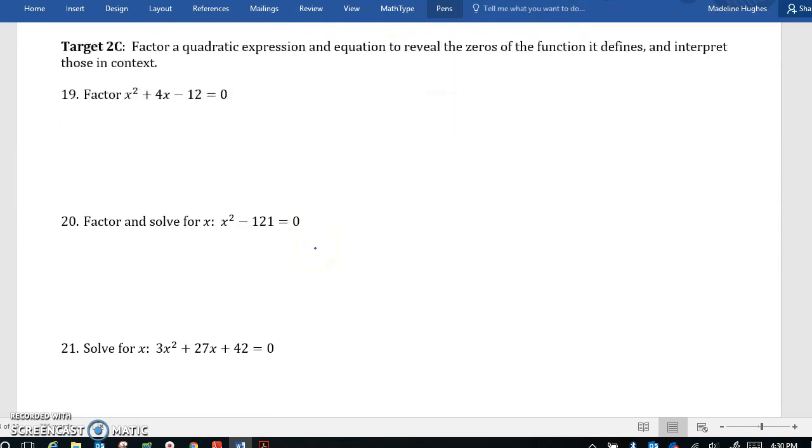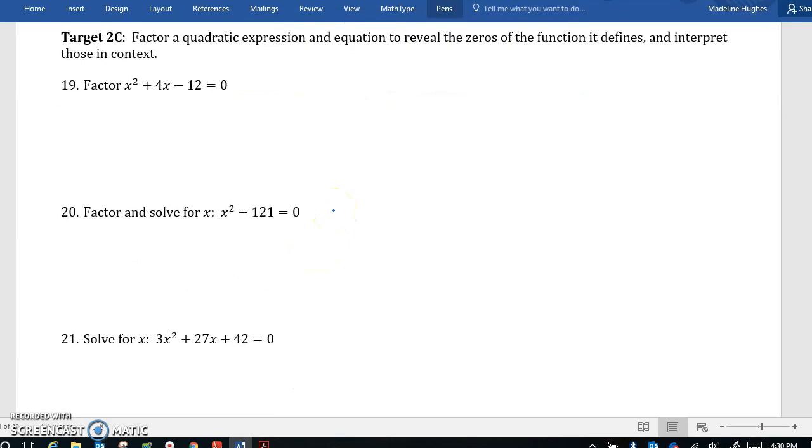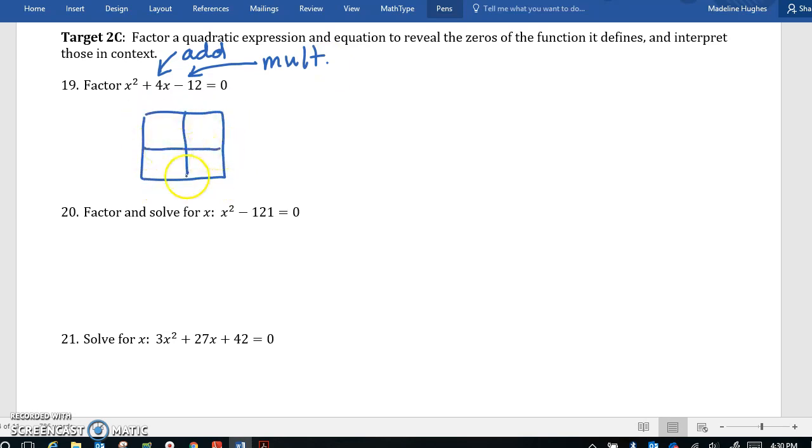Target 2C, factoring. Okay, so the first thing we always check for is a GCF. 19 does not have a GCF, so we don't need to divide by anything. We do need to remember that the middle term we want to add to, and the last term we want to multiply to. Okay, so when we factor, we start again with Punnett squares, except we fill out the inside and work out. So our first term, x squared, that goes in this first box.